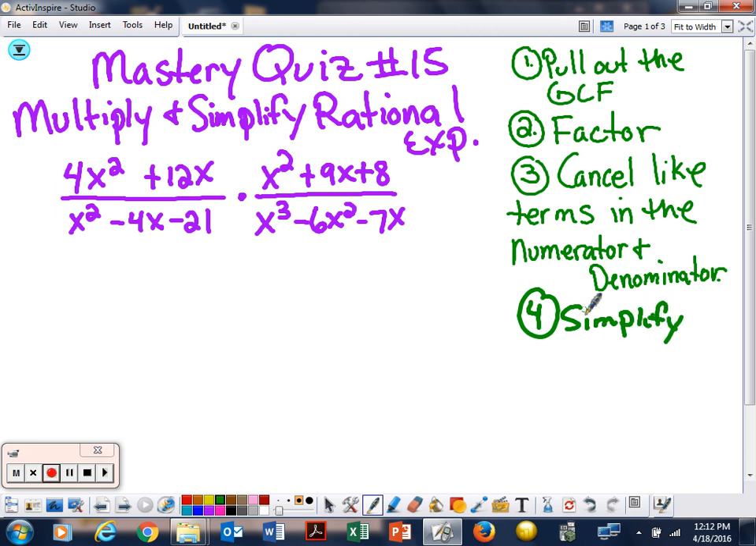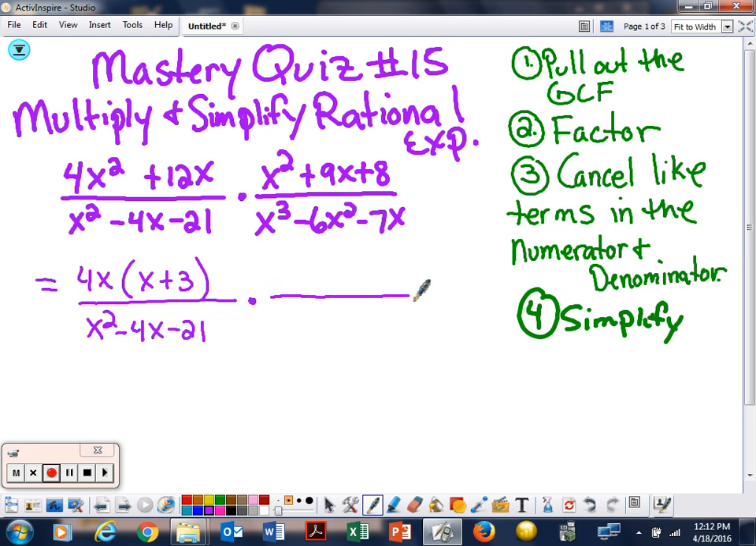All right, here we go. So first of all, the GCF. So the first term, we've got 4x squared plus 12x. We can pull out a GCF there. The GCF there would be 4x. What we are left with is x plus 3. Okay. On the bottom, there is no GCF, so right now I'm just going to leave it at x squared minus 4x minus 21. Times, okay?